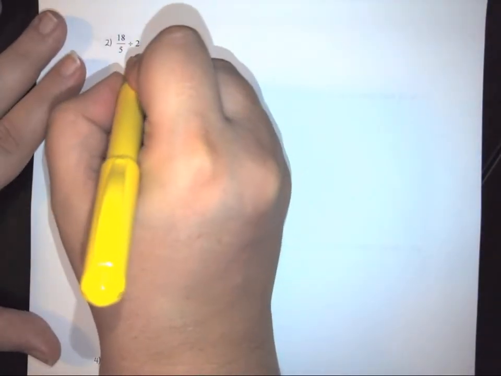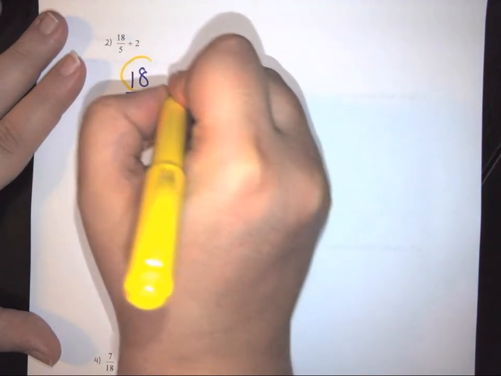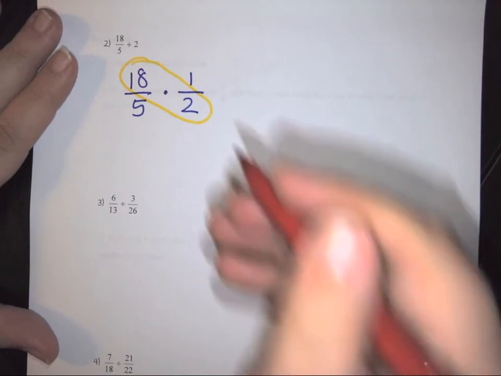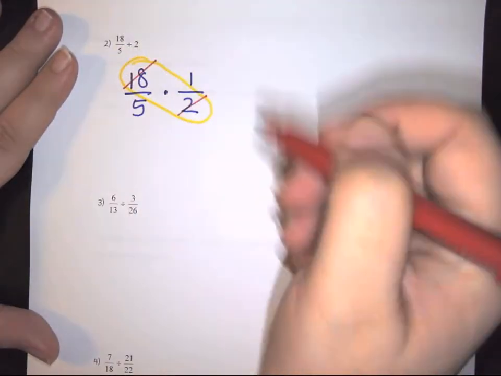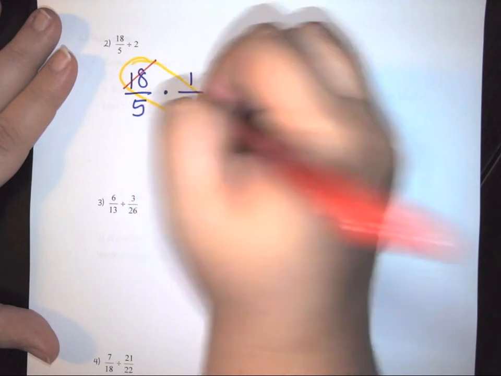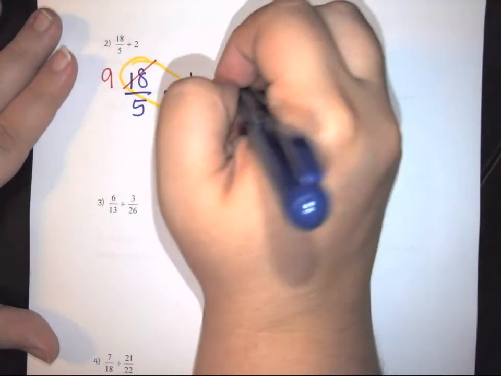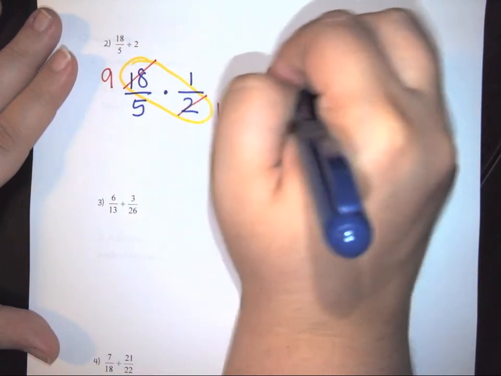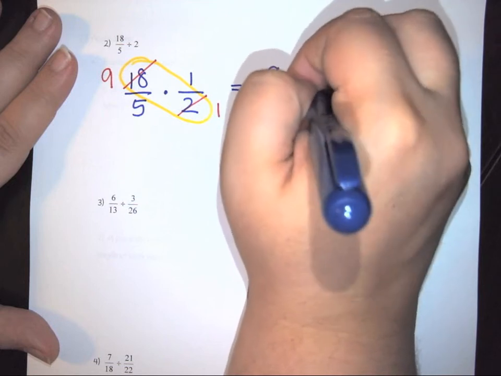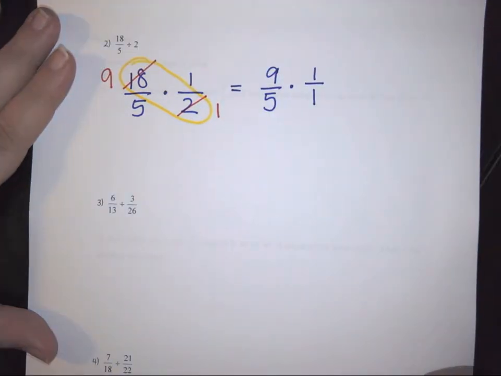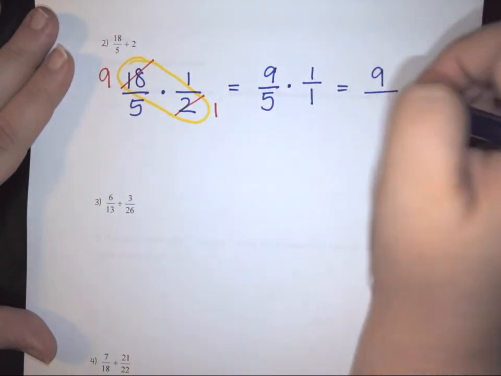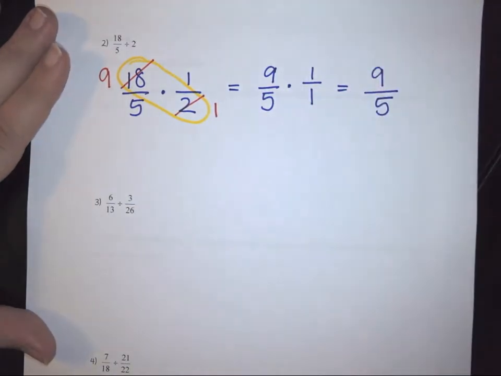Again, in this case, I want to look at this diagonal here because these will reduce. 2 goes into 18 nicely. So when I get rid of these, my 2 becomes a 1. My 18 becomes a 9. Thus making my fractions 9 over 5 times 1 over 1. So if you multiply straight across the top, you get 9 times 1, which is 9. Straight across the bottom, 5 times 1 is 5.